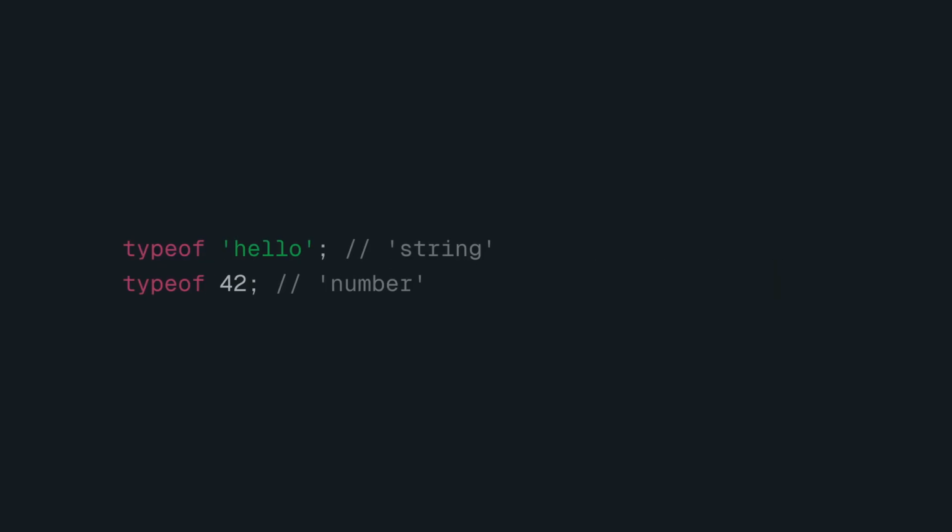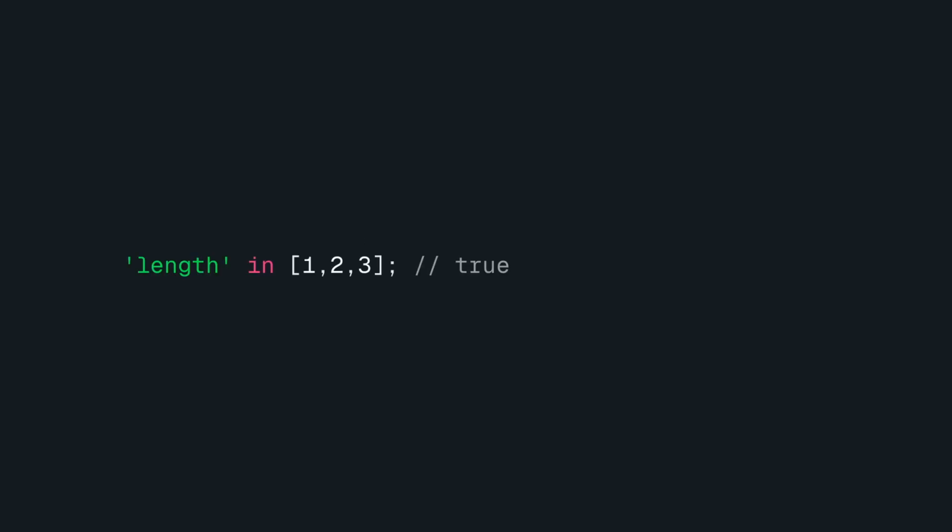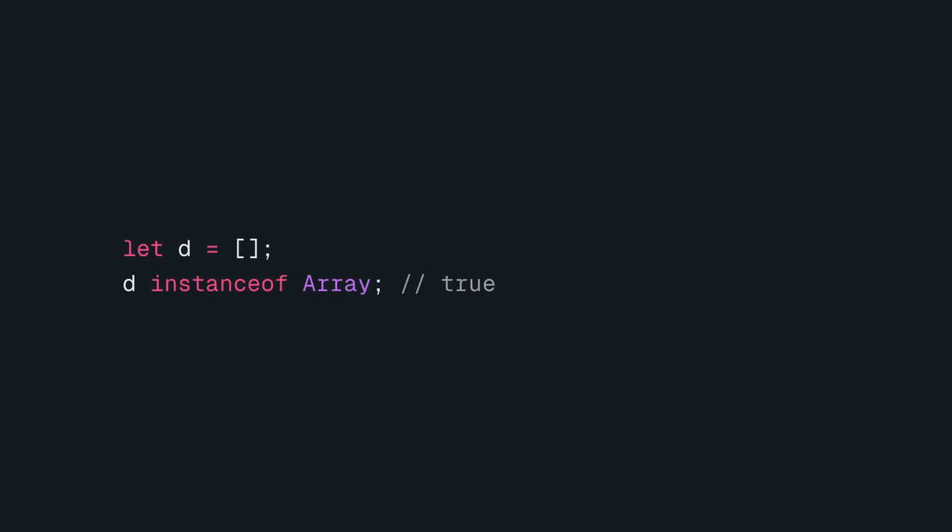The type and utility operators. These help with inspecting values. Use typeof to check what kind of data you're working with. The in operator checks whether a property exists in an object. Arrays in JavaScript are also objects. So, 'length' in [1, 2, 3] checks if the array has a property called length. And it does, since all arrays have a length property. instanceof checks if something was created using a certain constructor. Here it confirms d is an instance of the Array constructor.